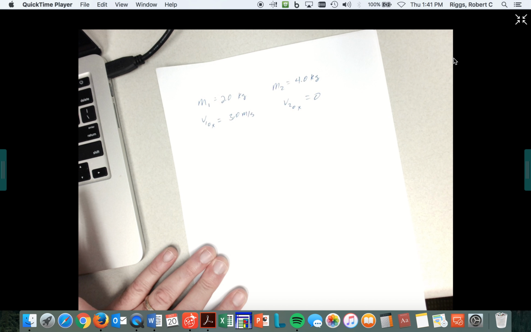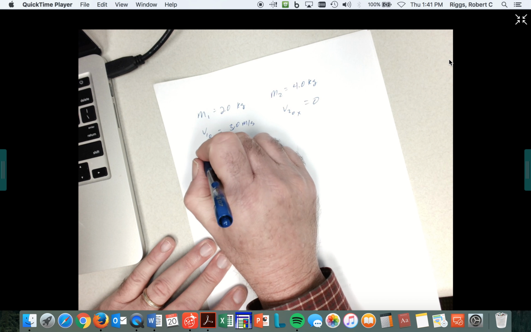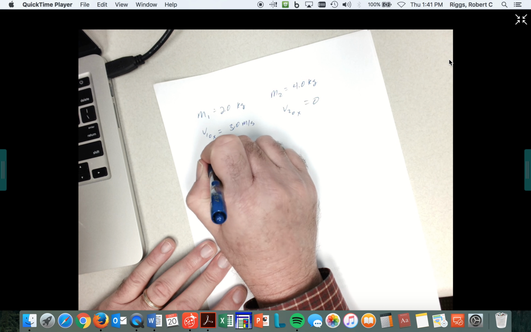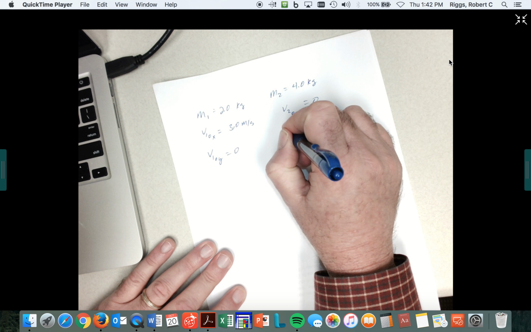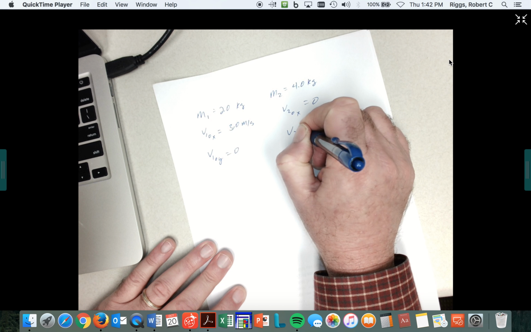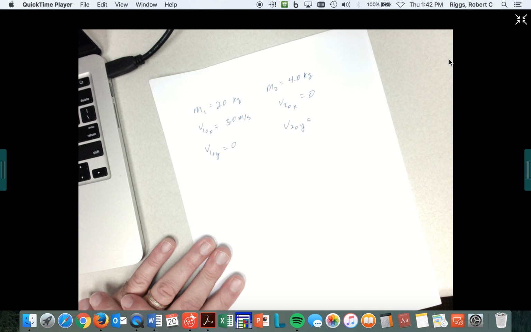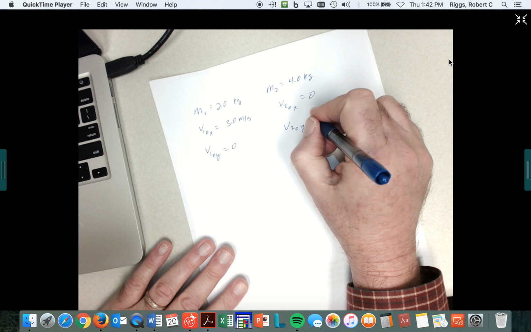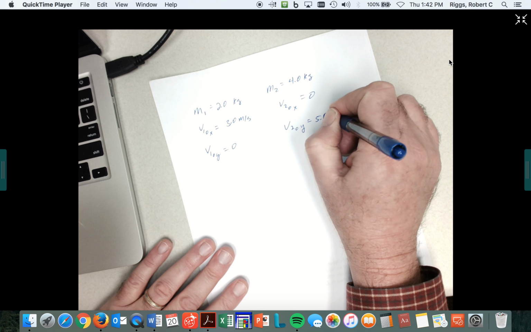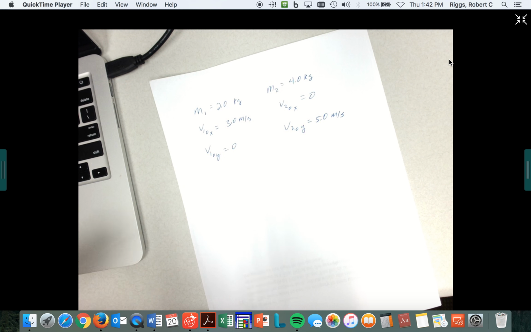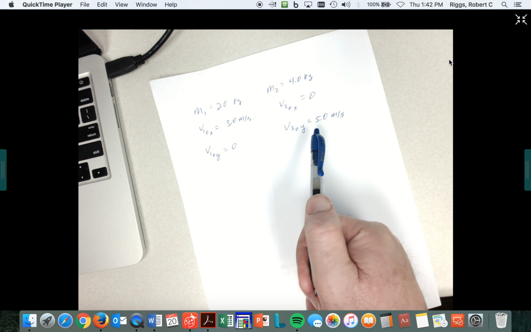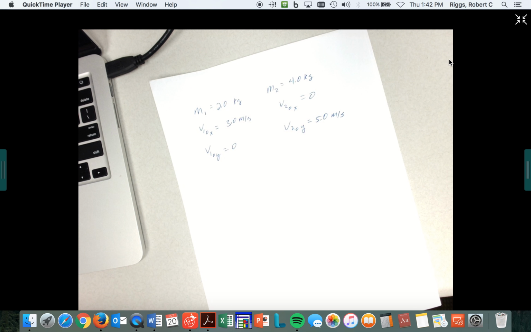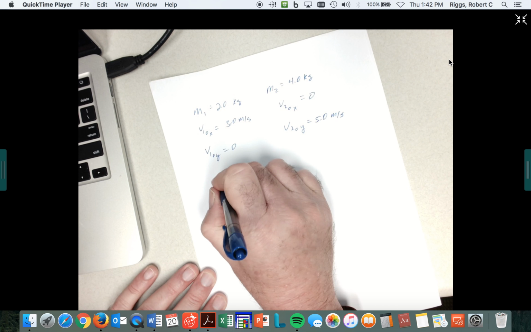Let's get that out of the way. The initial velocity of 1 in the y direction is equal to 0, and the initial velocity of 2 in the y direction is equal to 5 meters per second. So we've got a bigger object, with twice the mass, moving at almost twice the speed. I think it's going to dominate this collision. But anyway, let's find the velocity of the center of mass in the x direction.